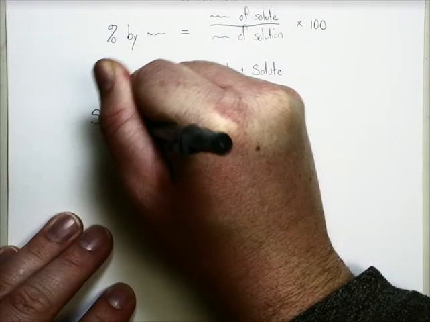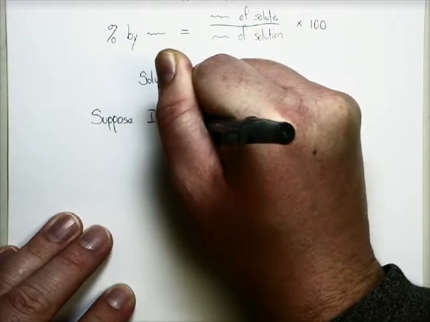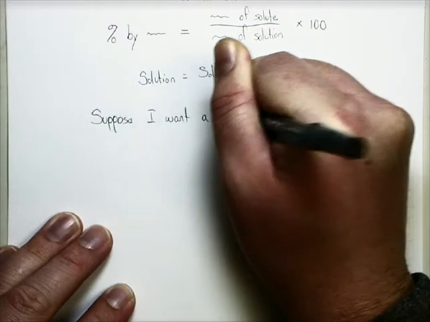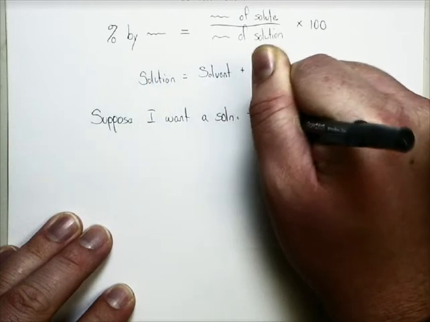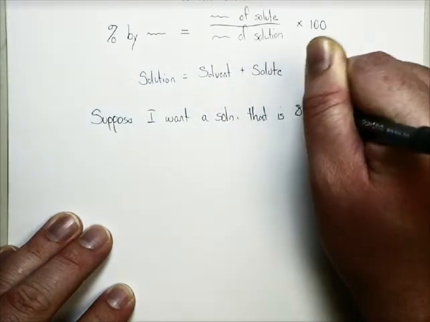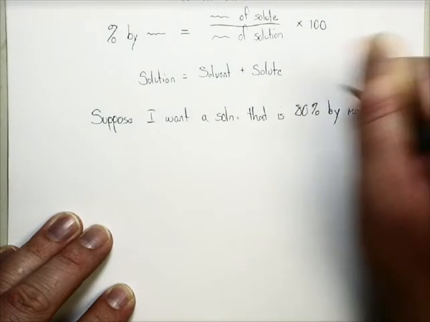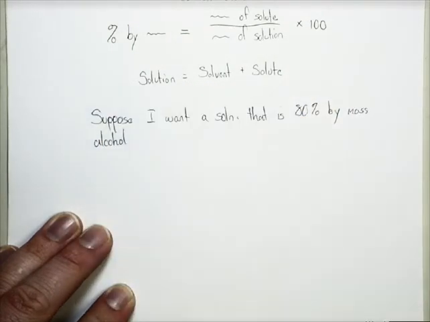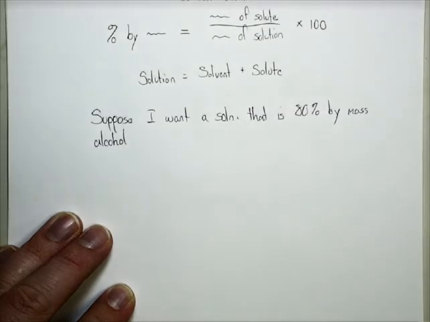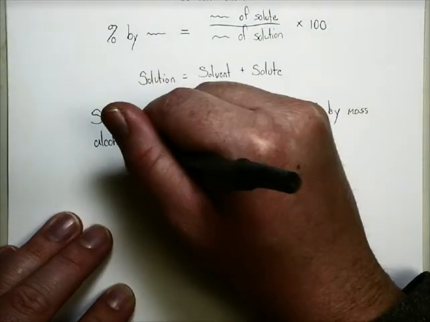Suppose I want a solution, and we'll say that is 80% by mass alcohol. Unless it's otherwise said, you can assume that things are dissolved in water typically. If it's a solvent other than water, usually it'll get said. Suppose I want a solution that is 80% by mass alcohol.